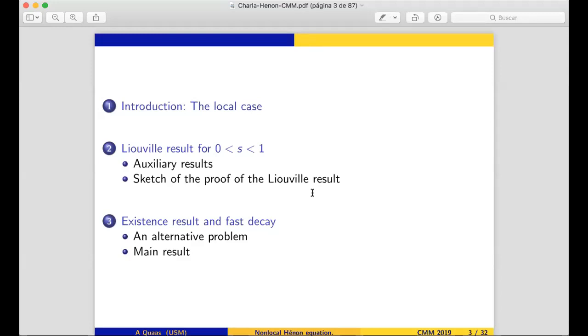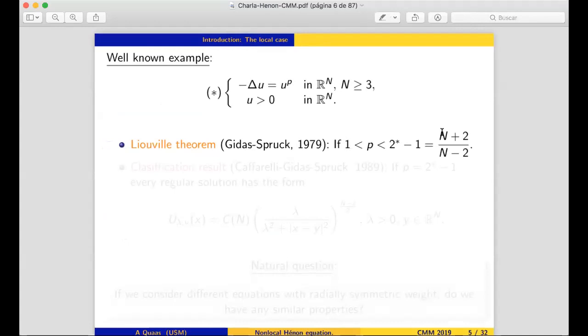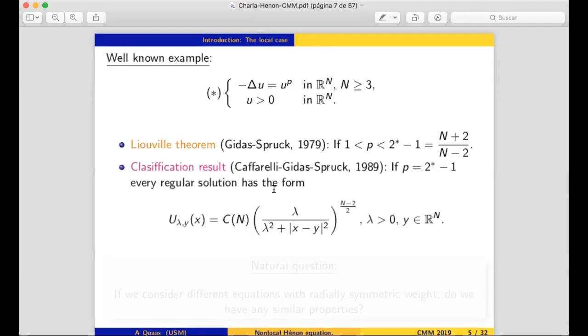Let's start with a classical, well-known result, which is the nonlinear equation with power nonlinearity, sometimes called the Lane-Emden equation. The classical result by Gidas and Spruck is non-existence for p subcritical, where subcritical is this exponent here, (n+2)/(n-2). This is known as a Liouville type theorem, a non-existence result. And then there is the classification result: if you are at the critical exponent, you have the bubble solution, and up to scaling it is the unique solution of that problem.